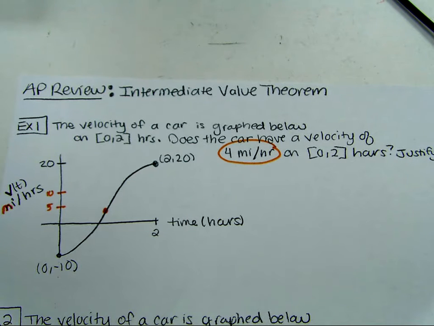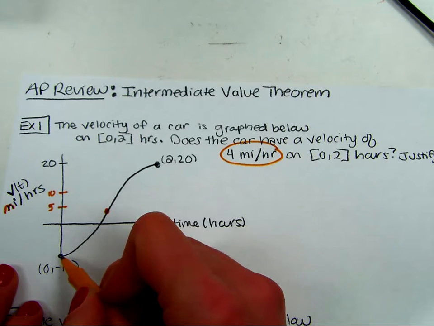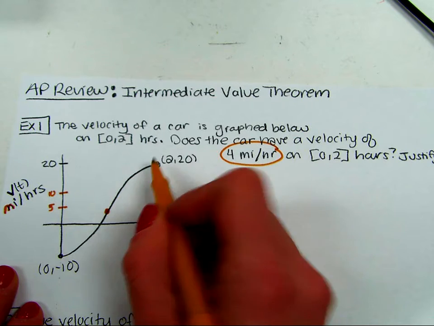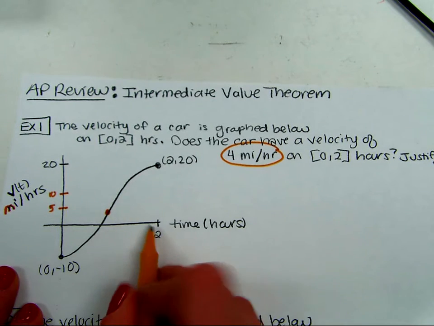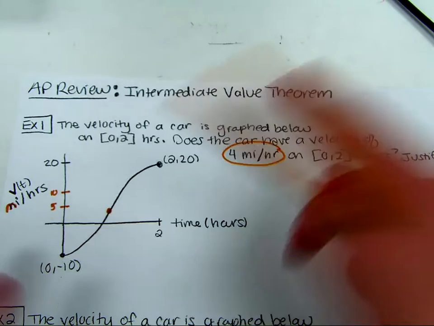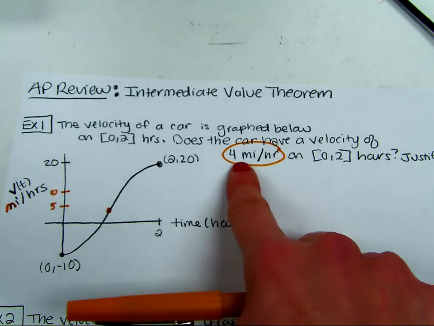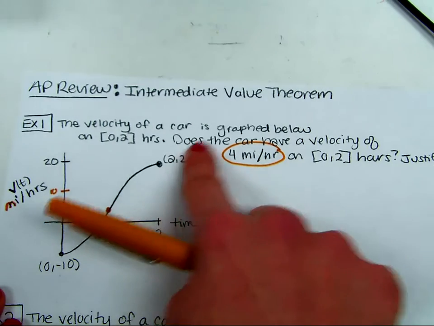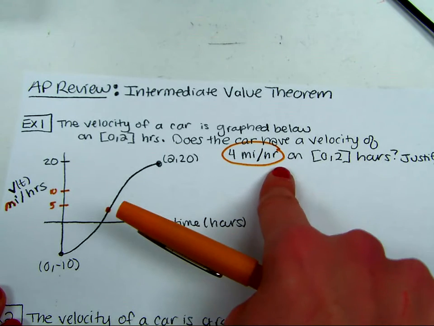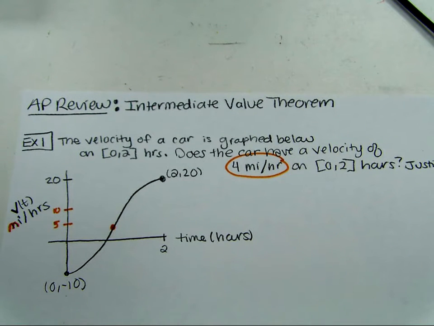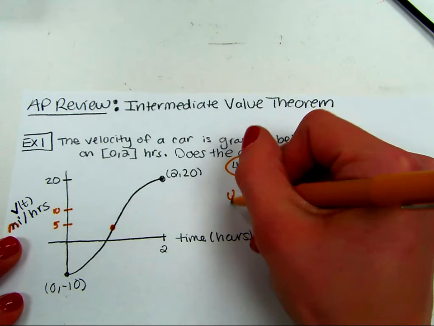Basically, the intermediate value theorem says that if you have a continuous graph, you could draw it without picking up your pencil, it's going to hit every single x value and every single y value as you go from one point to the other. So since 4 is in between negative 10 and 20, we can definitely say yes, the car has a velocity of 4 miles per hour. Like everything on the AP test, the wording is really important. So I would say yes.